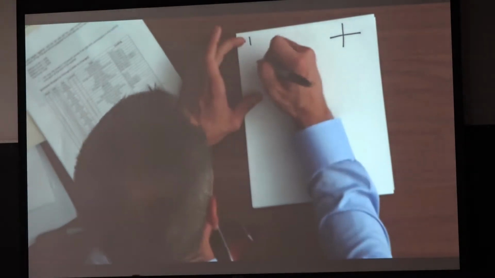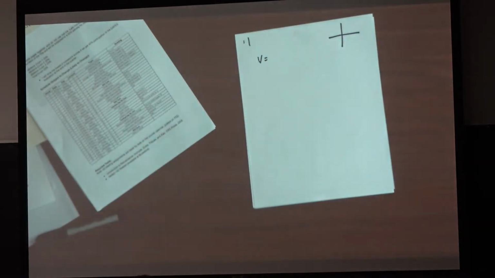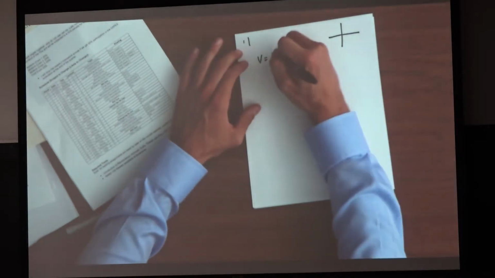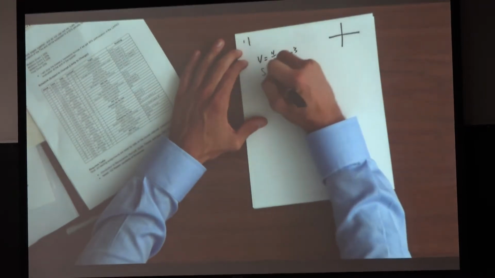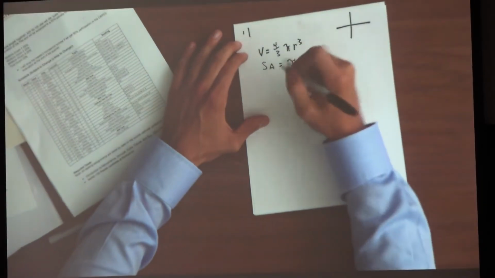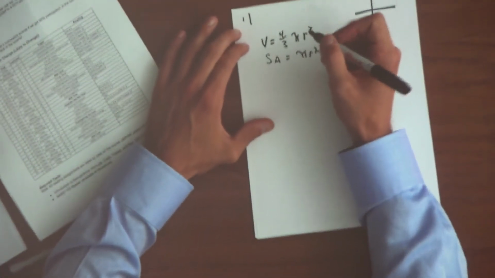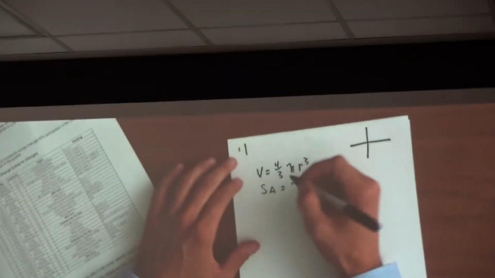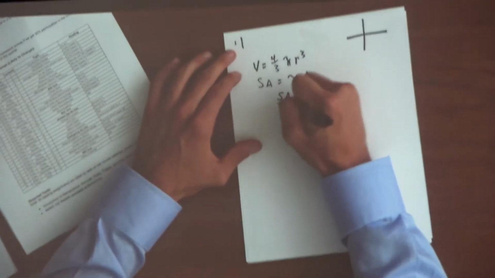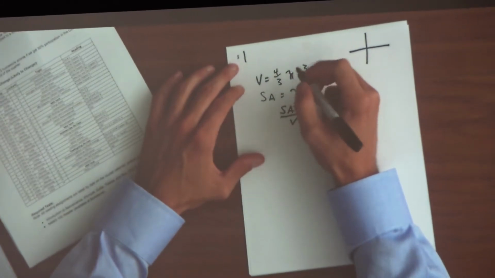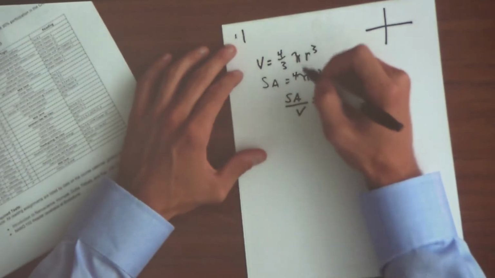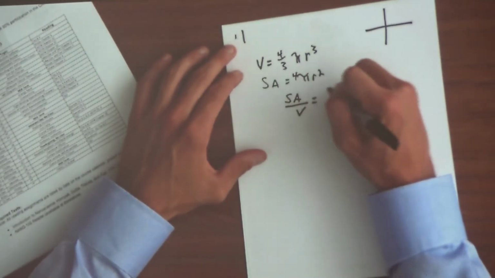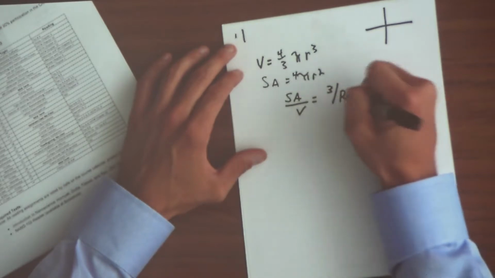Because we know that the volume of a sphere is 4/3 pi r cubed, right? And we know that the surface area is 4 pi r squared. So then if we want to know the surface area to volume ratio, then this reduces: the surface area to volume ratio is 3 over r, right?